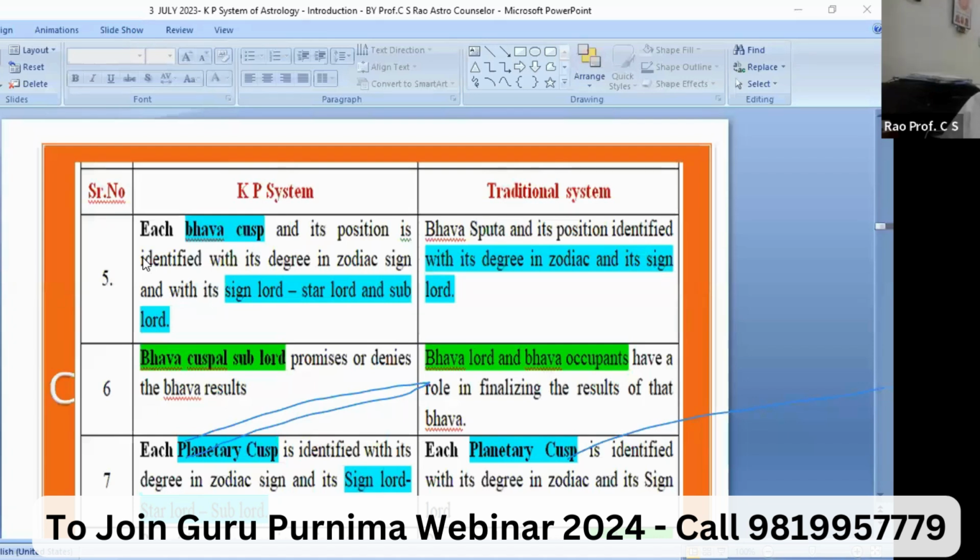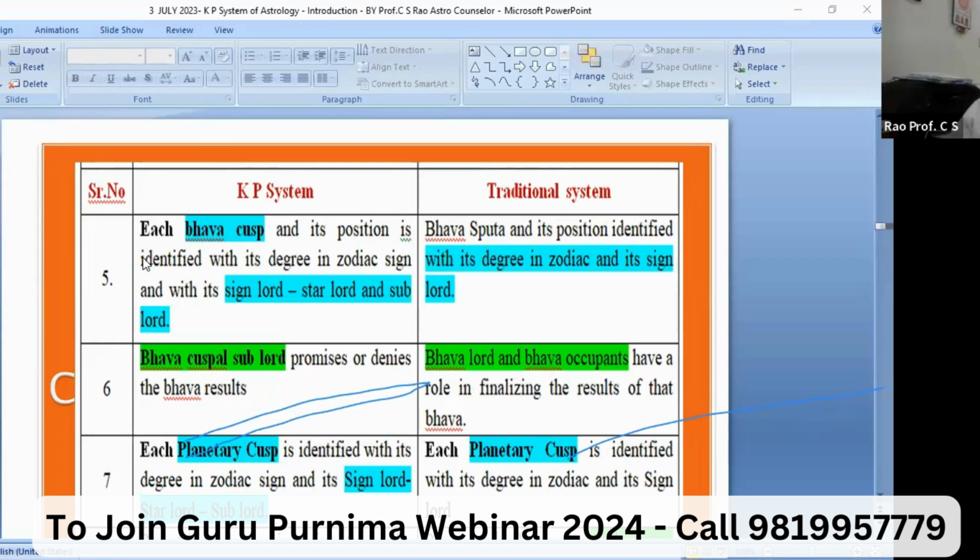That is the purpose of Bhava division. Whether an event is useful, whether it is successful or not, you decide on the Bhava Cuspal sublord. Here in the traditional system, you take the Bhava occupant, who is the Bhava Lord, who is aspecting the Bhava. We see Panchaprakara Sambandha in the traditional system, PAC: position, aspect and conjunctions. You are already aware of all those things.